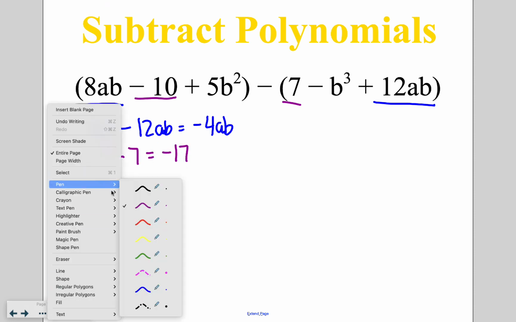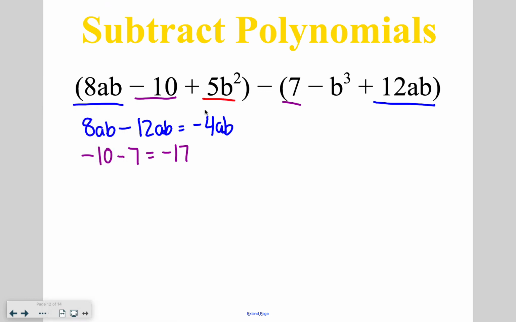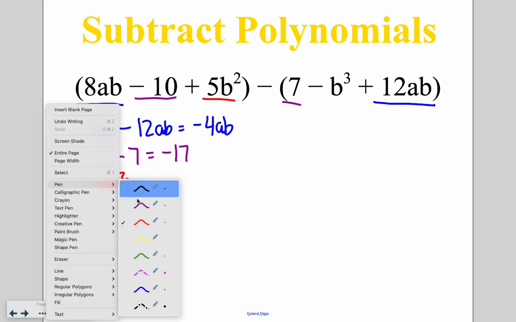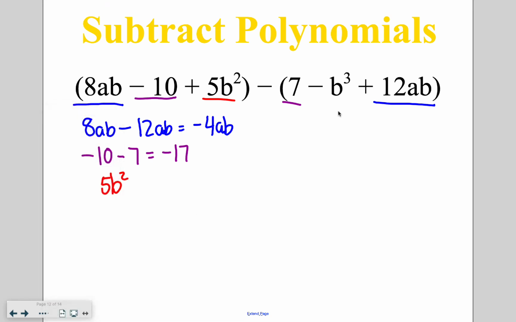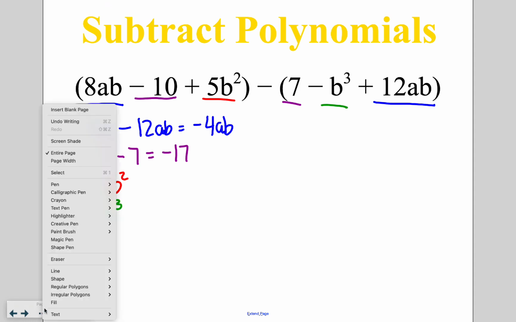Then I've got 5b squared. There is no other b squared in the problem, so 5b squared is going to stay put. And that leaves me then with subtracting a negative. So nothing minus a negative is going to give me a positive b to the third.